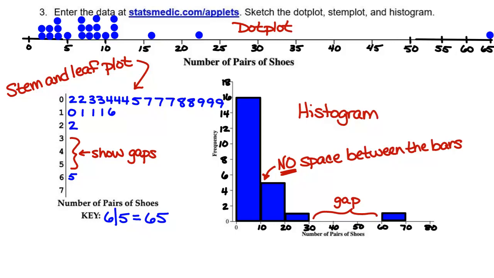When we're talking about number of pairs of shoes, we can't have decimals, but decimals are possible on certain things that we might want to report with a stem and leaf plot. So you have to show what your stem is representing and what your leaves are representing. In this case, our leaves are representing the ones place.